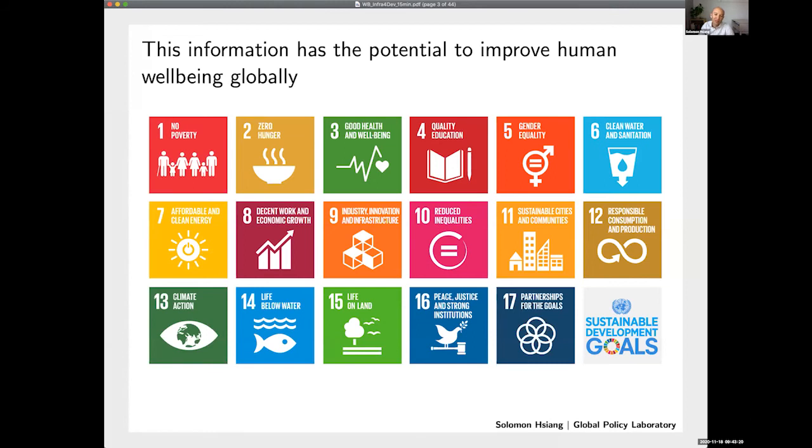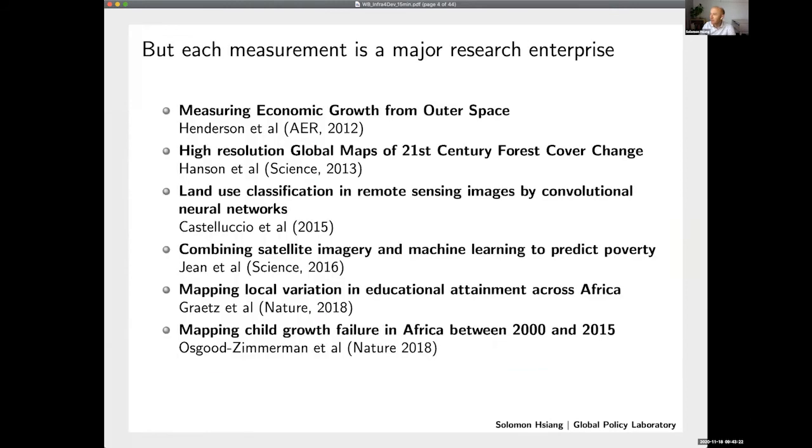But one of the issues that we realized is that there are many ways in which complicated analytical procedures are being applied to this data. Machine learning is being used to create really high resolution, interesting maps. But every time one of these maps comes out or one of these studies is executed, it's a major research enterprise where you have people who are experts on satellite imagery, working with people who are experts on machine learning, who are domain experts.